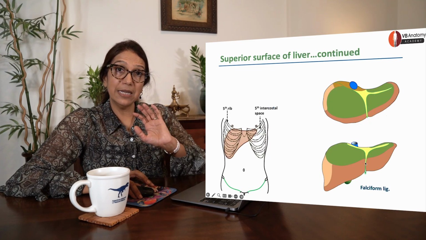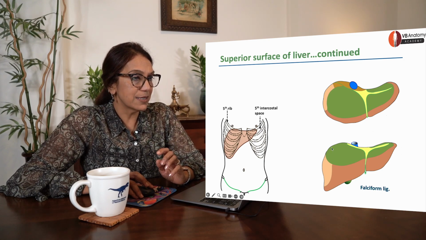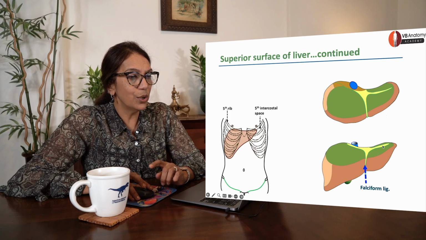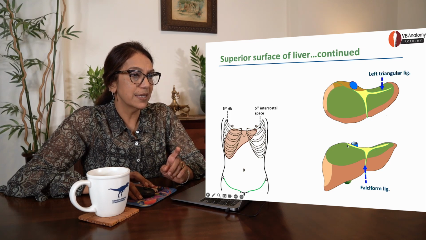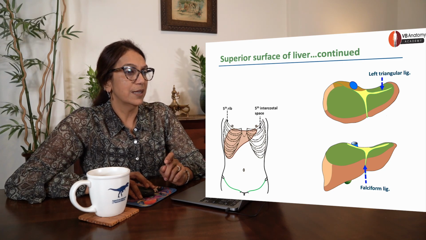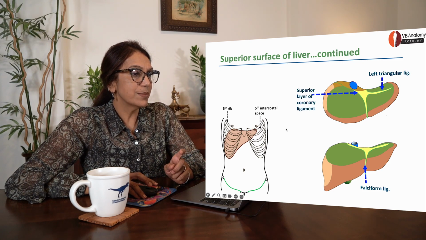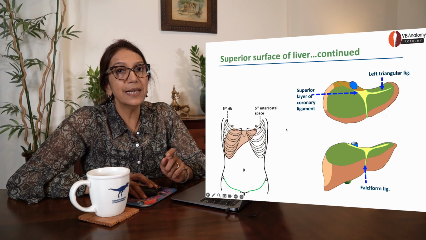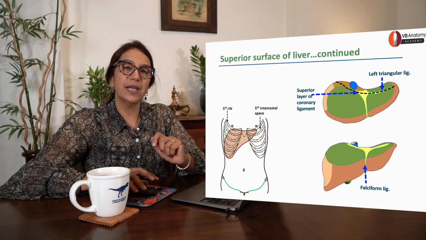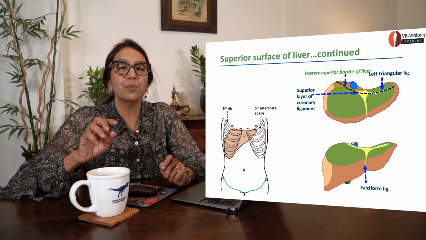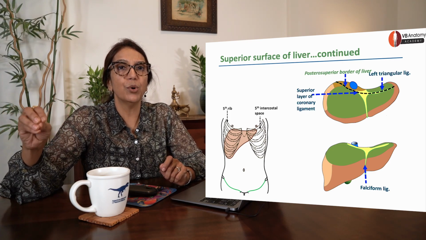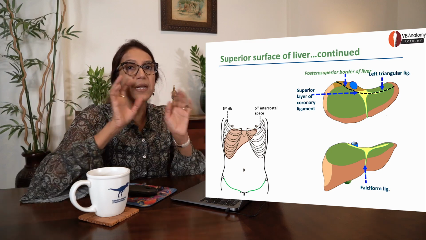So we are seeing the same thing now. This is the anterior surface, falciform ligament, dividing into a layer going on the left and a layer going on the right. The layer going on the left forms the left triangular ligament. The layer going on the right forms the superior layer of the coronary ligament. If you join these two, there is formation of the posterior-superior border of the liver. Now take a look at the image.